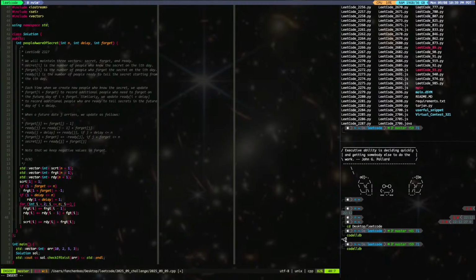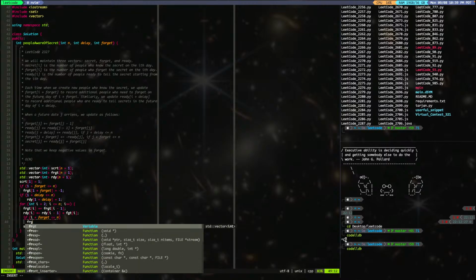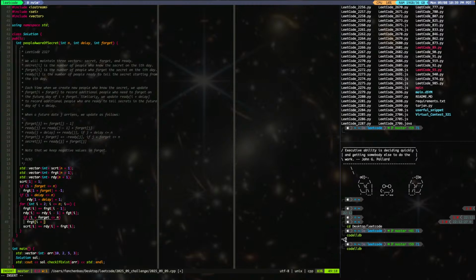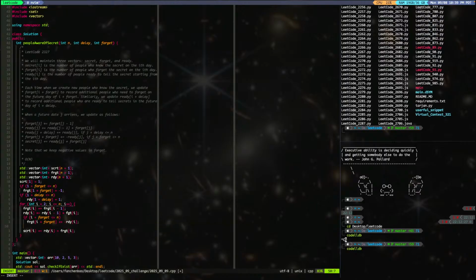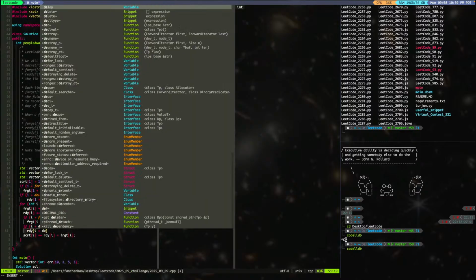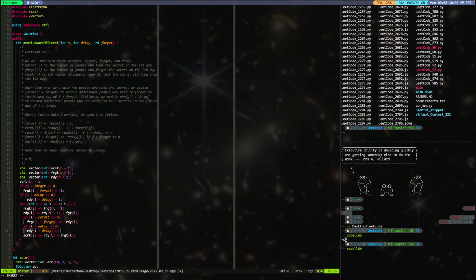Here is the trick. So ready if I plus forget is smaller or equal to n, then forget I plus forget plus equal to negative ready I. If I plus delay is smaller or equal to n, then ready I plus delay plus equal to ready I.